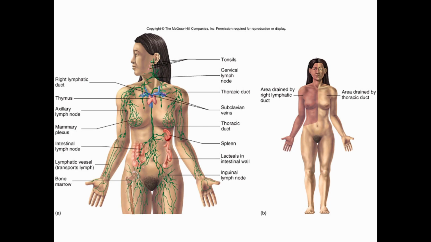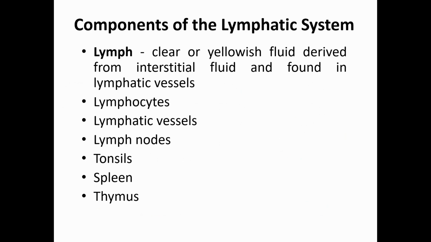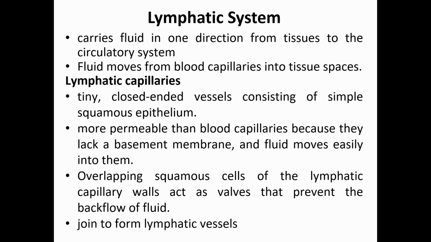So this is the anatomy of our lymphatic system. The components of our lymphatic system consist of our lymphocytes, lymphatic vessels, lymph nodes, tonsils, spleen, and our thymus. So our lymph is the clear or yellowish fluid derived from interstitial fluid found in the lymphatic vessels. The main role of lymph is to carry fluid in one direction from tissues to the circulatory system.